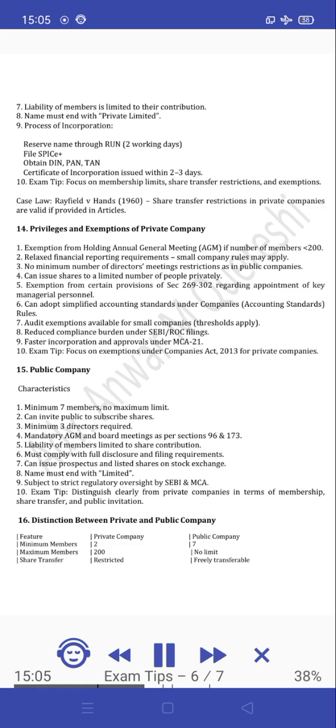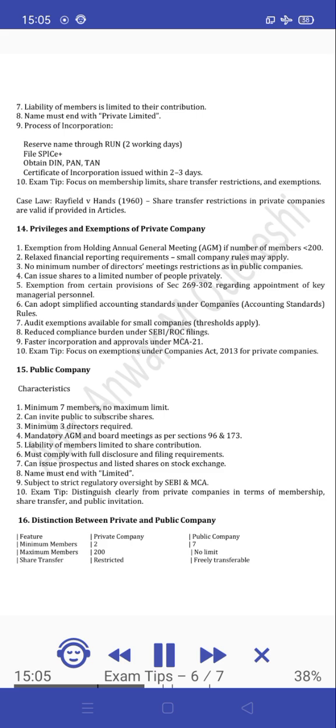15. Public company. Characteristics. 1. Minimum 7 members, no maximum limit. 2. Can invite public to subscribe shares. 3. Minimum 3 directors required. 4. Mandatory AGM and board meetings as per sections 96 and 173. 5. Liability of members limited to share contribution.